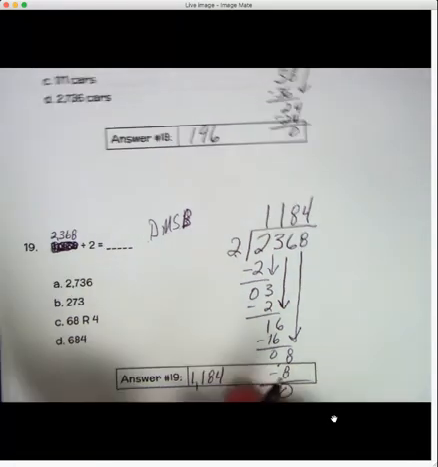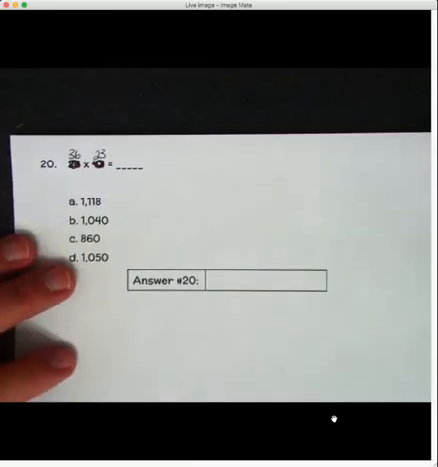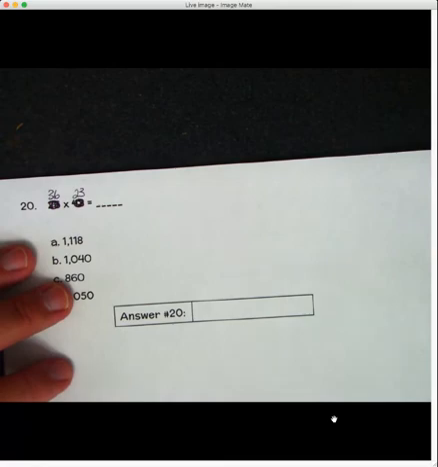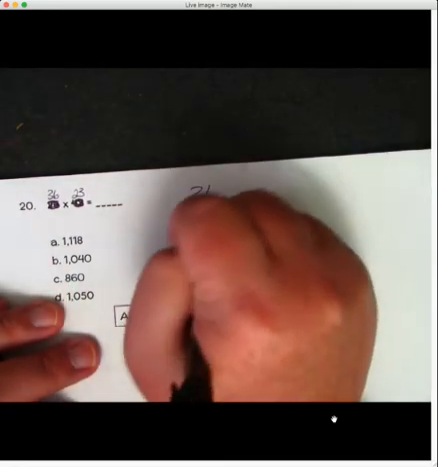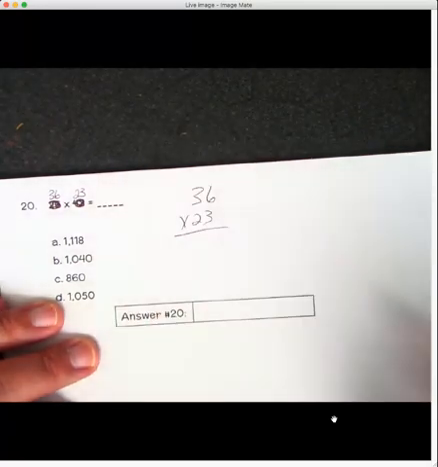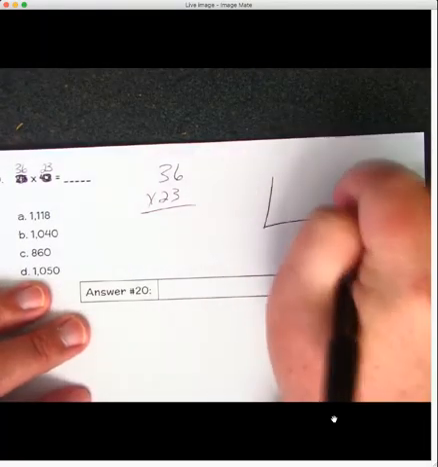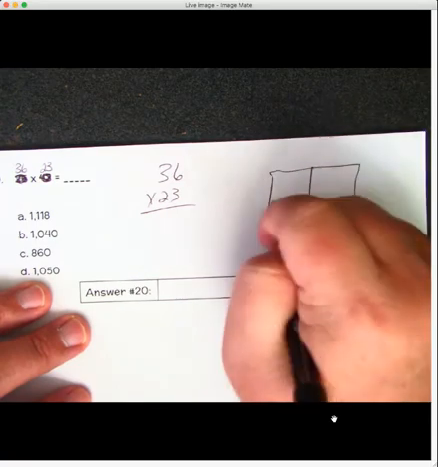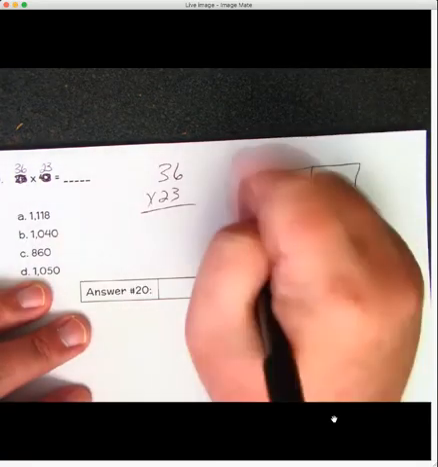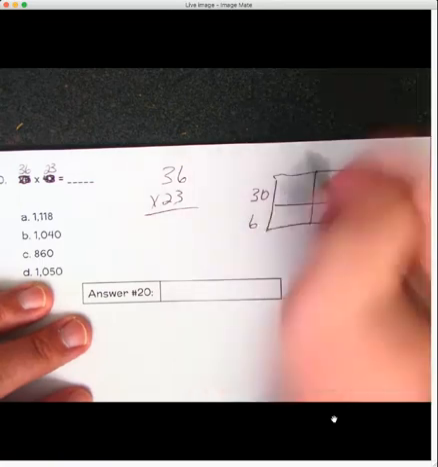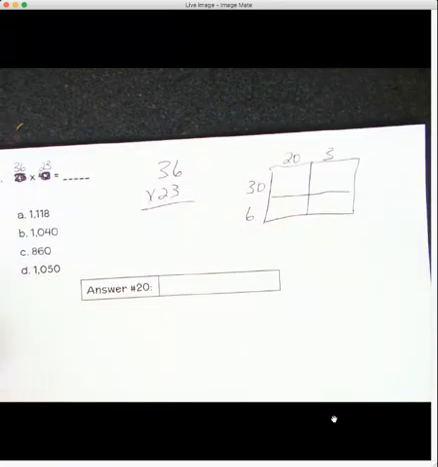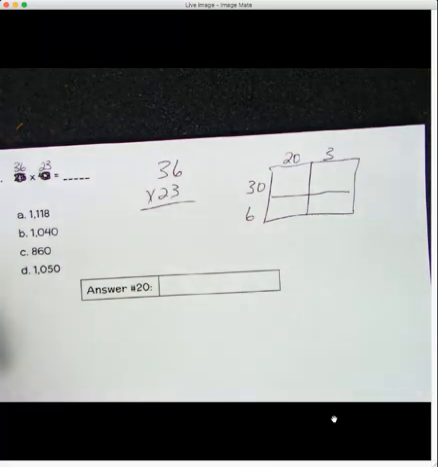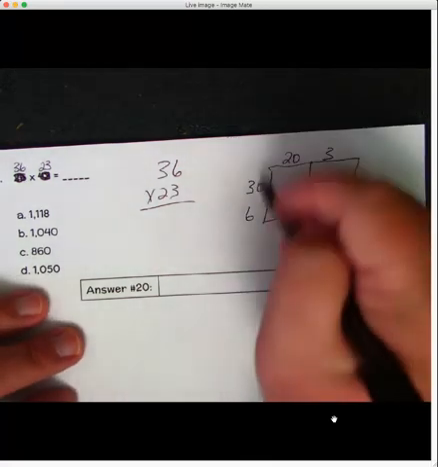Last problem. Your test has 20 questions, and it's a multiplication problem like we've been working on this week. 36 times 23. Hey, you can solve it any way you want to. You can set it up and do the standard algorithm. I bet a lot of you like the area model because it's so easy. We'll break it apart into 30 and 6 and 20 and 3. Whichever way you want to use on the test tomorrow to solve it is fine with me. Okay, we'll just do the area model right now.